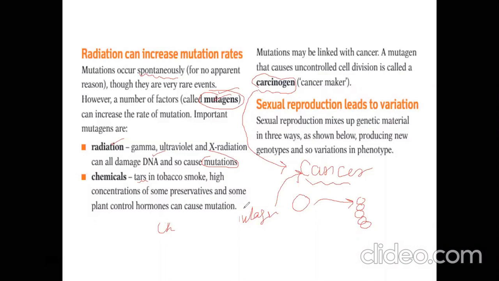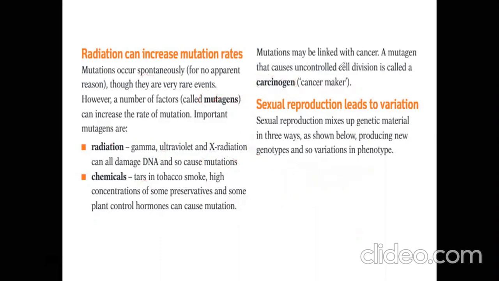Another reason is sexual reproduction. Sexual reproduction also leads to variation. How? Sexual reproduction mixes up genetic material in three ways and produces new genotypes. So definitely variation will be there in phenotype. If genotype is changing, phenotype will change. The physical appearance of an organism will change. And for that, sexual reproduction plays an important role. How? So let's move on.